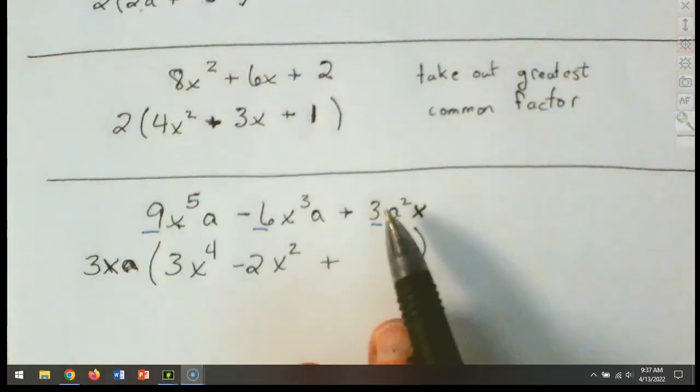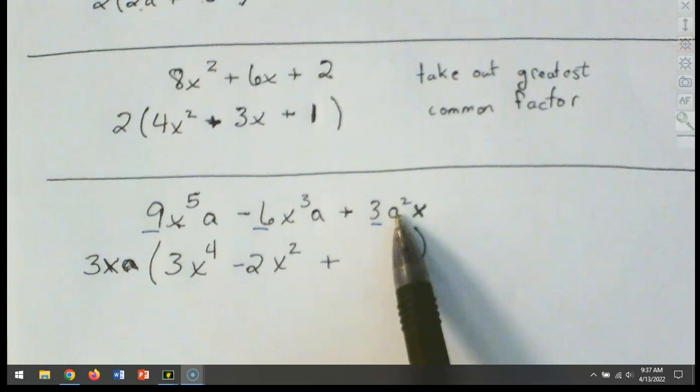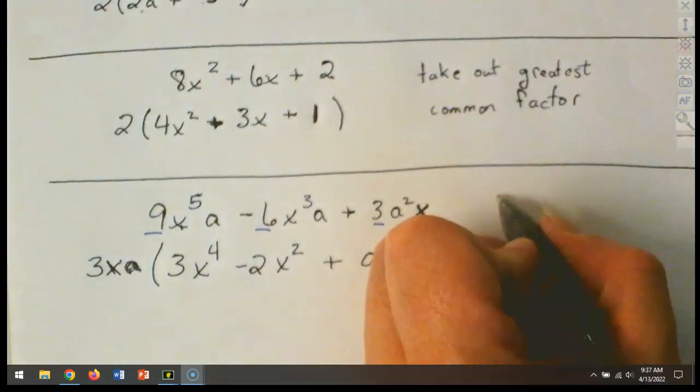Next, 3 divided by 3 is a 1. We can write the 1, but we don't need to unless everything else is gone. But there's going to be something left. Okay, so we leave the 1 there. What about the a's? We have 2 of them. 1 comes out, so 1 is left over, and the x is gone. So that is my final factored answer.